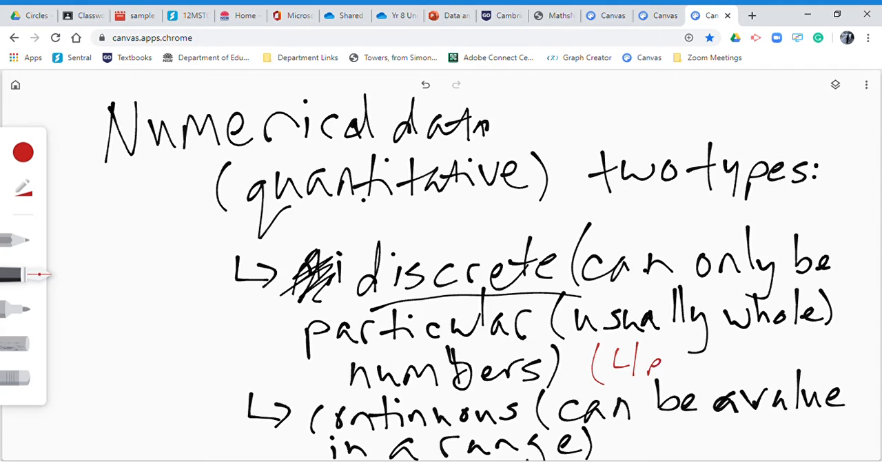So with discrete, you'd have a 4-person household. And then your height could be 172.4 centimeters. And those would be examples of discrete and continuous data.